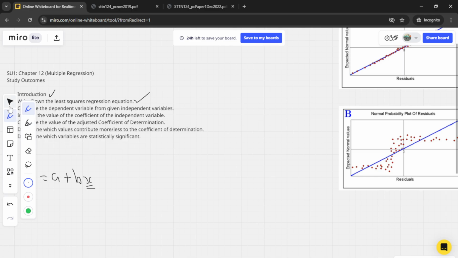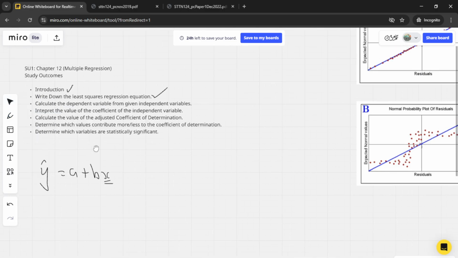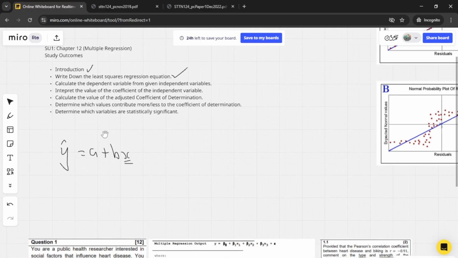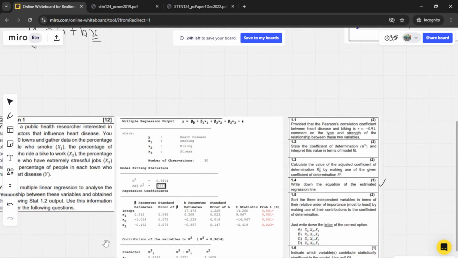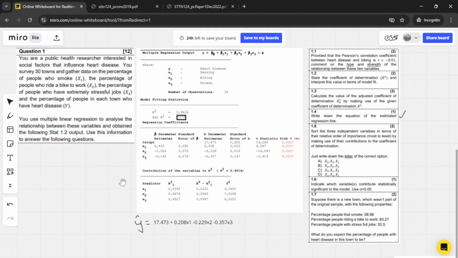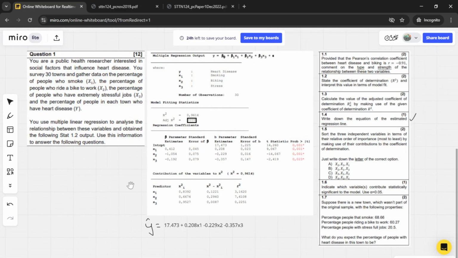Simple. The next one says, calculate the dependent variable from given independent variables. All right. So for this type of question, they will give you the values of the independent variables, and then they'll ask you to calculate what? The dependent variable. Ne? All right. So in this case, that is question 1.7. It says, suppose there is a new town which wasn't part of the original sample with the following properties.